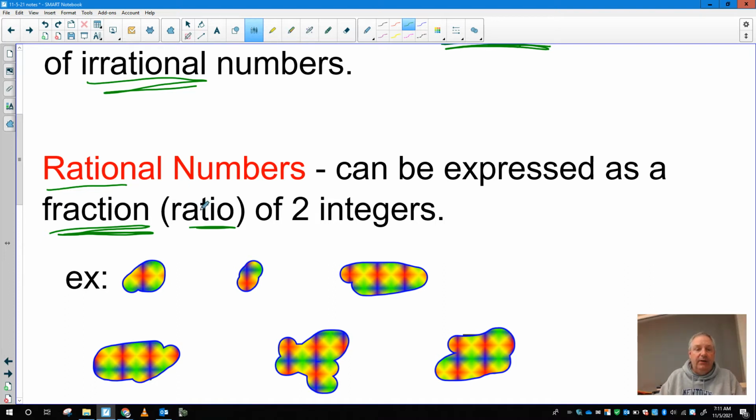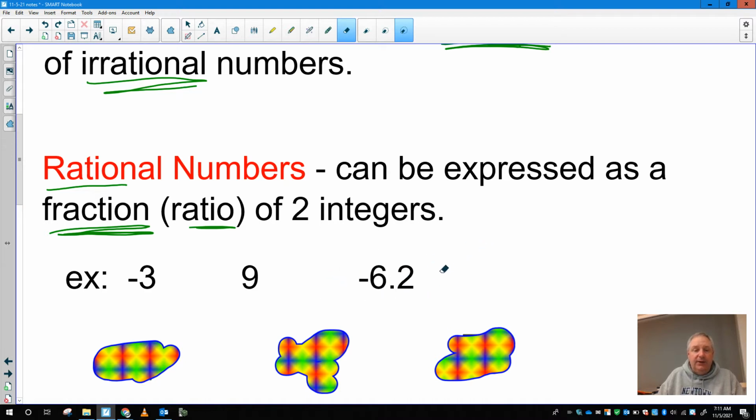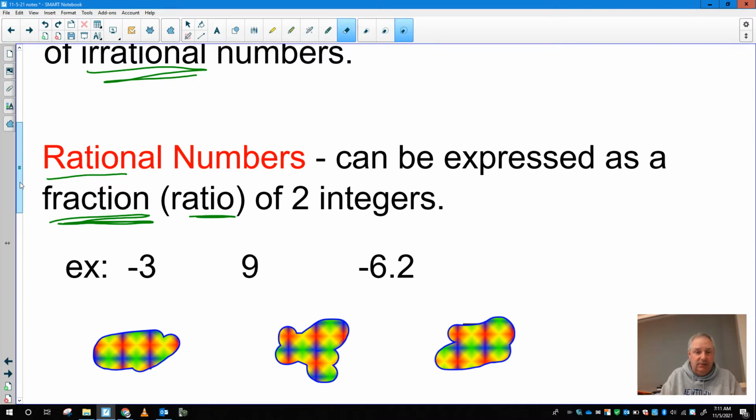Examples of rational numbers would be just -3, because you can write that as a fraction. You could put it as -6/2. It could just be a positive number, 9. 9 you could write as a fraction. You could make it 90/10. If the decimals stop, you could say this is -6 2/10. This is the tenths position. So you could make that into a fraction.